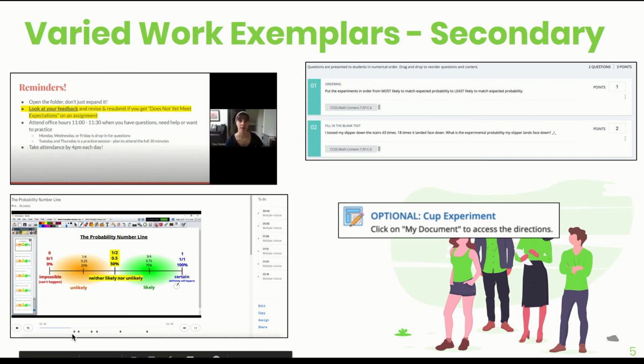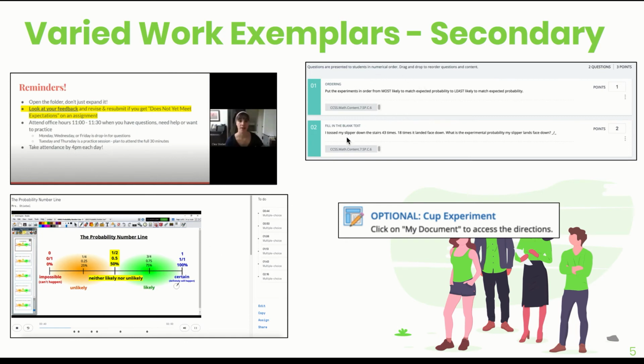And in Edpuzzle, she has asked several comprehension questions along the way so that she knows that her students are interacting in a positive way with the content, and that she knows that they are understanding it as they're going through the lesson. So it's not just a simple video and hoping the students get it, but she knows that her students have got it.